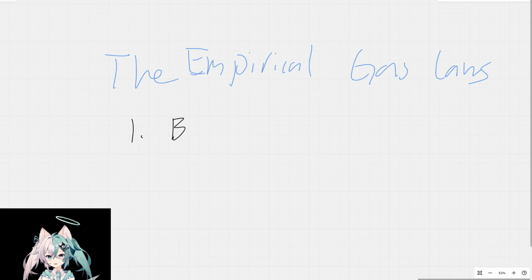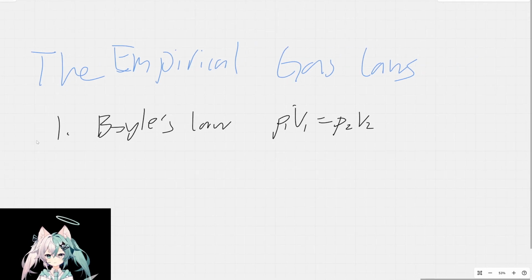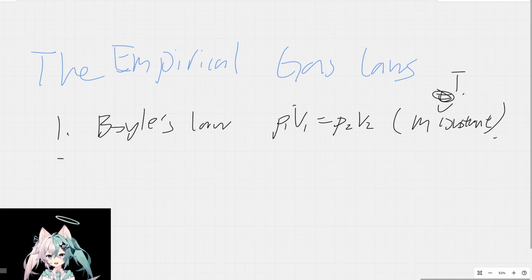So the first one that we have is Boyle's law. The equation of it is P1V1 equals P2V2, or you can write it in another form: PV equals constant. You do need to have some other things to apply it, which is you need a fixed mass of gas, and also you need a fixed temperature as well, so you need to add a T. This capital letter T stands for temperature, lowercase usually stands for time.